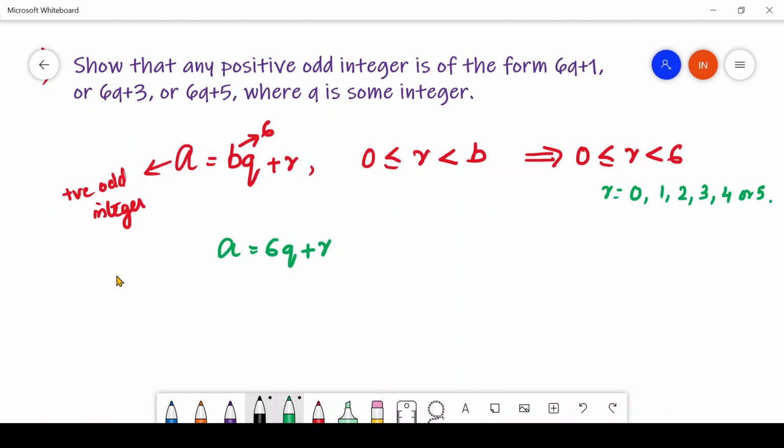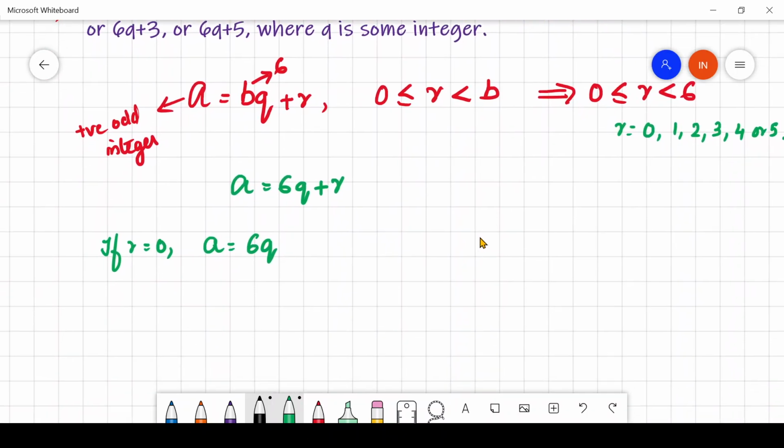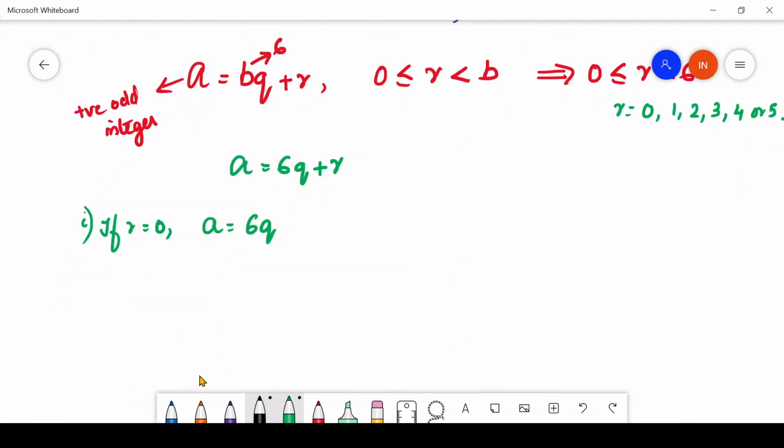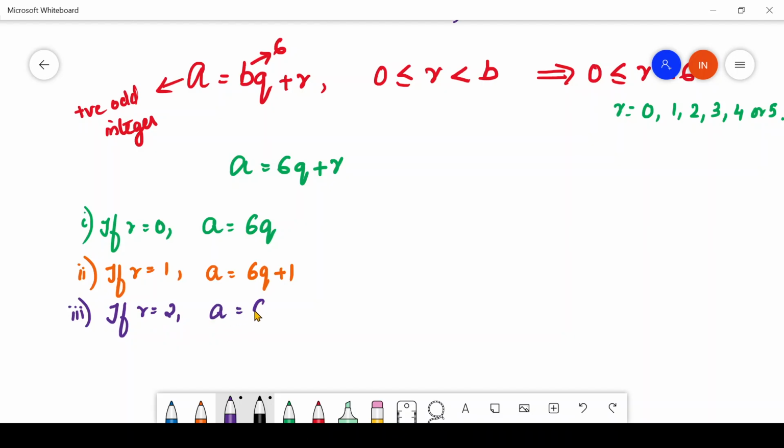So let us see. If r is equal to 0, a will be equal to 6q plus 0, that is equal to 6q. This is the first one. What about the second one? Second one is if r is equal to 1. What will be the value? a is equal to 6q plus 1, right? So the third is if r is equal to 2, a will be equal to 6q plus 2. Next is if r is equal to 3. What will be the value? a is equal to 6q plus 3.